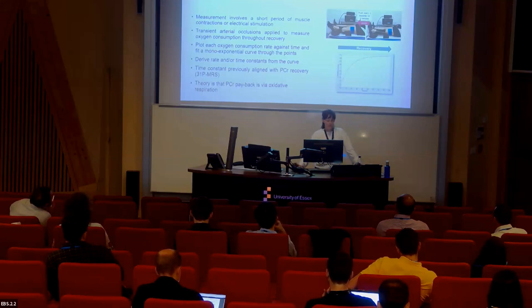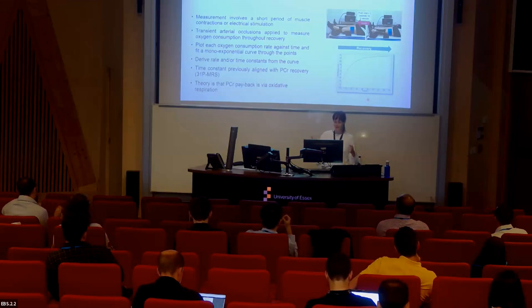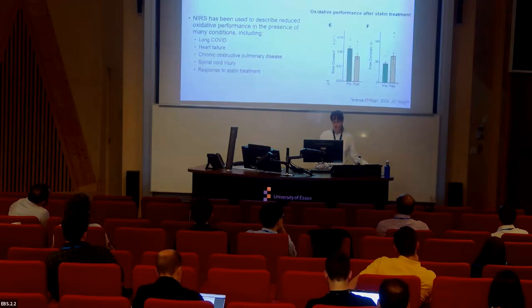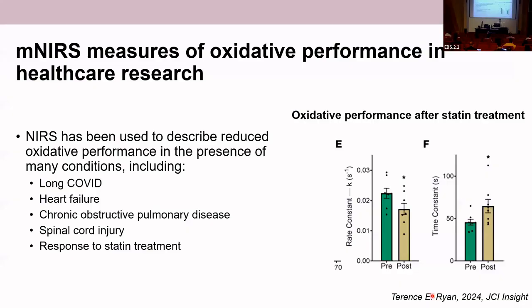Okay, so then what you would do with each arterial occlusion, you would plot that against time. You'd fit a mono-exponential curve through these points and then derive the time constant, which, like I said, is aligned with phosphocreatine recovery. And in fact, that's the theory behind this measurement, that PCr payback is all the oxidative processes. And so you're capturing oxidative capacity through this measure. And this has been done again in a whole host of different disorders to describe reduced oxidative performance in the presence of a whole range of conditions.